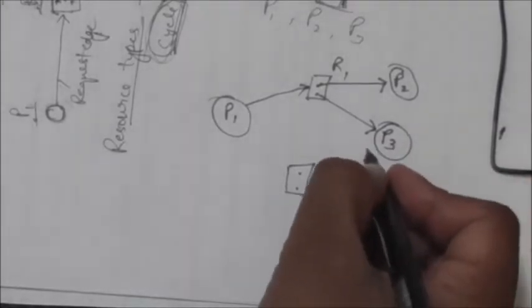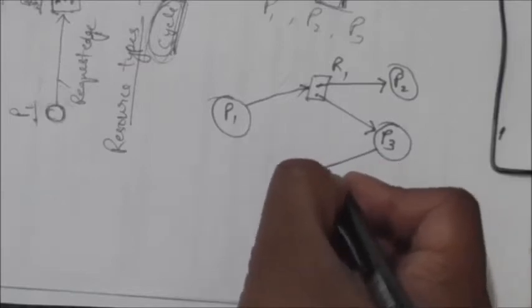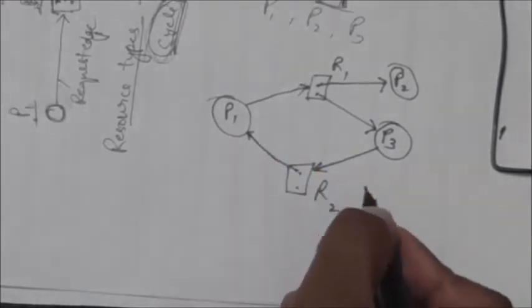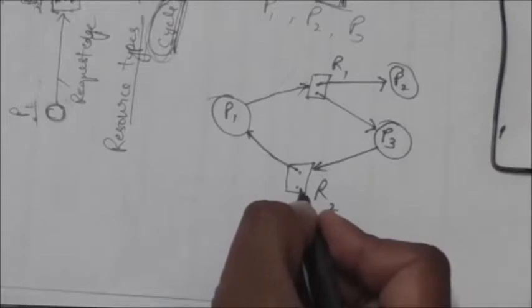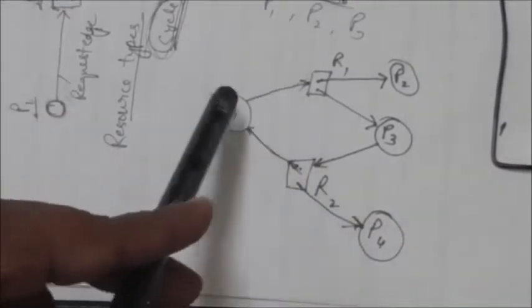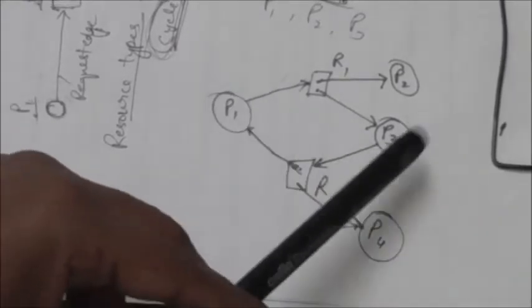Now this process P3 is requesting an instance of resource type R2. One instance of resource type R2 is assigned to process P1, and another instance of resource type R2 is assigned to process P4. Now see this system resource allocation graph. The cycle exists in this graph, but the processes which are involved in this cycle, P1 and P3, are not in deadlock.